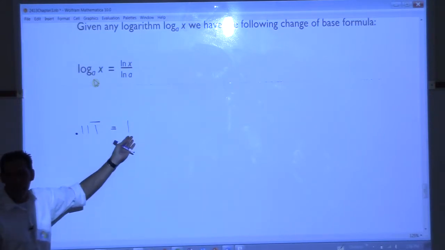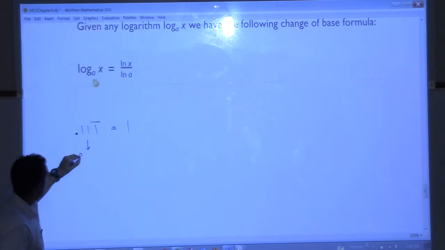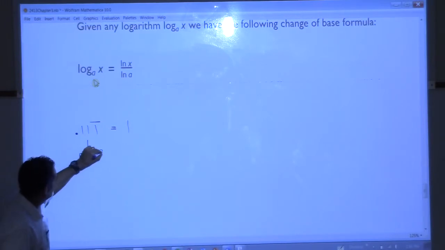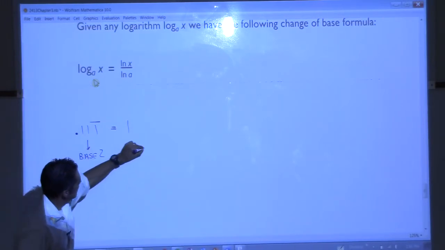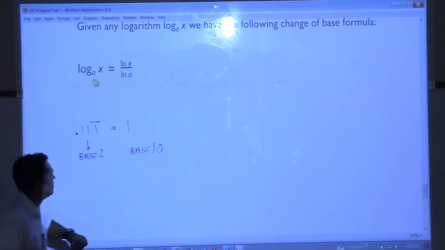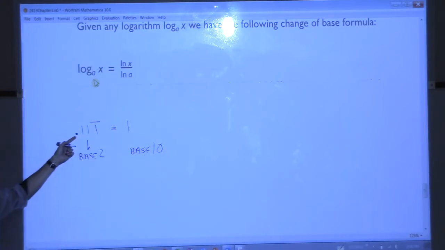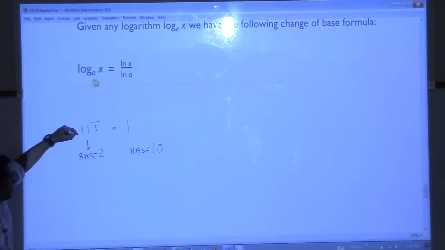We know that, right? But what if I told you that this was a base 2 number and this was base 10? Then would it be true? Okay, well, let's look at 0.111 forever. Let's see what that is in base 2. So base 2, I'm only allowed 2 numbers, right? 0 and 1. Okay, but here's our decimal point, right?